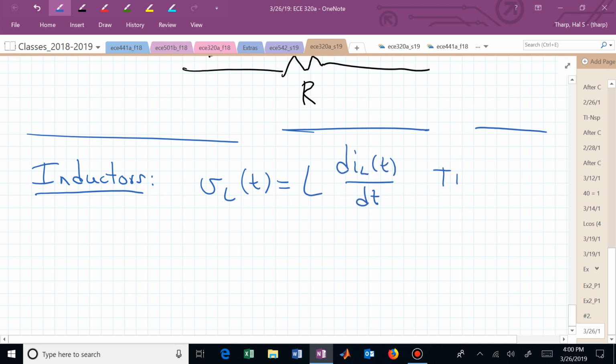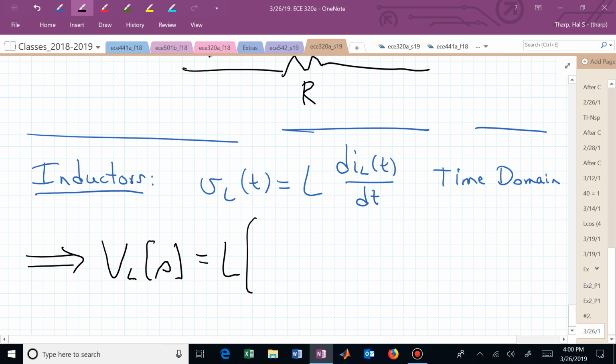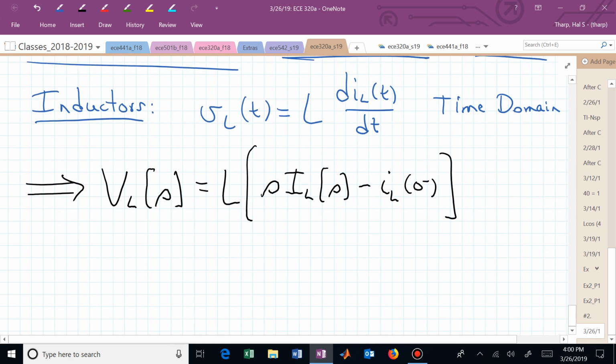That's in the time domain. We Laplace transform that. We have capital V sub L of S is now L times S I sub L of S minus I sub L of 0 minus. And if we distribute that L through the two terms on the right-hand side, we now have SL times I sub L of S minus L I sub L of 0 minus.